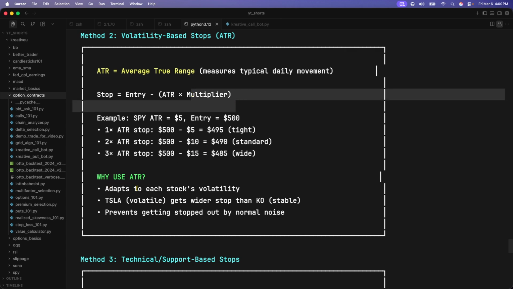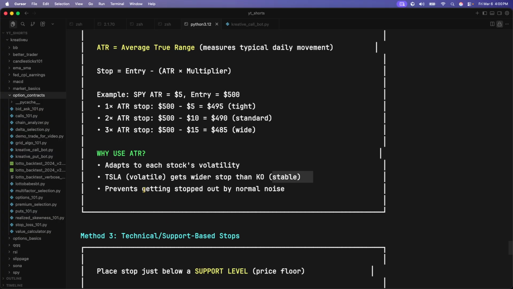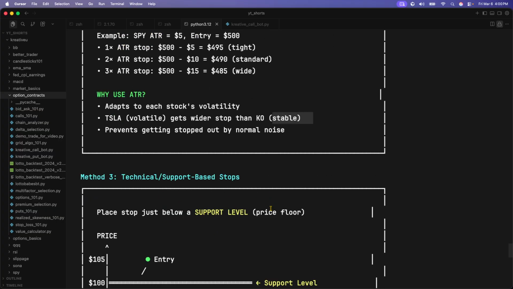So why use ATR? Because it adapts to each stock's volatility. Tesla is volatile. It gets wider stops than KO, which is Coca-Cola, which is kind of stable. It prevents getting stopped out by normal noise.